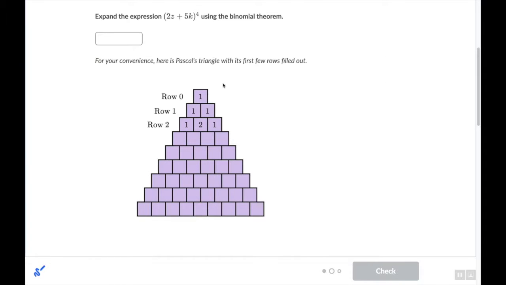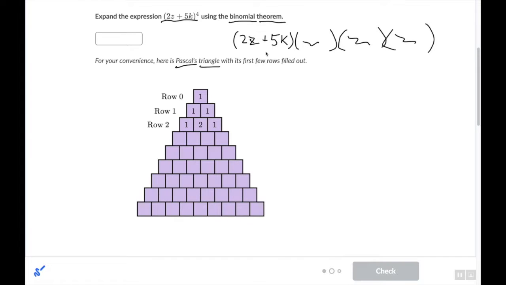Okay, so as a recap for yesterday, we went over Pascal's triangle. Using this triangle, we're able to use what we're calling the binomial theorem to make a shortcut to expanding this out into its full polynomial. Obviously, it'd be 2z plus 5k, and we do that 4 times because it's raised to the 4th power.